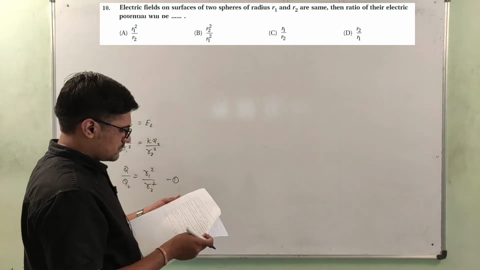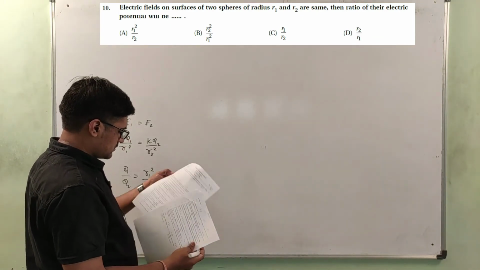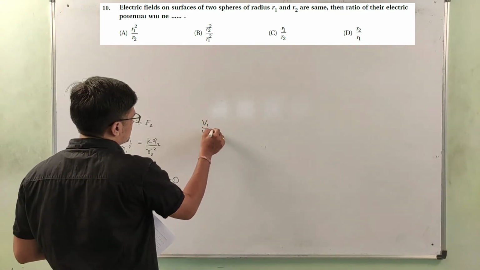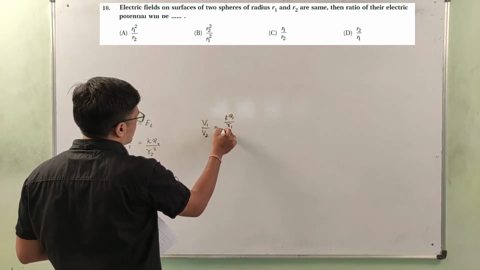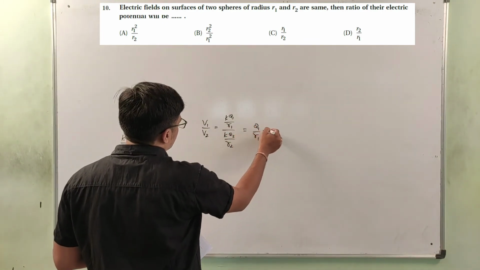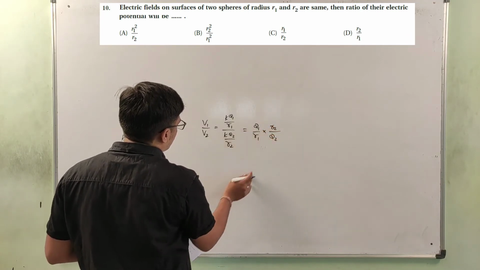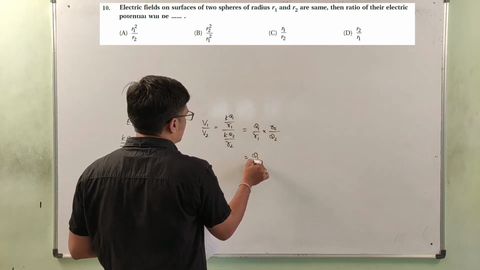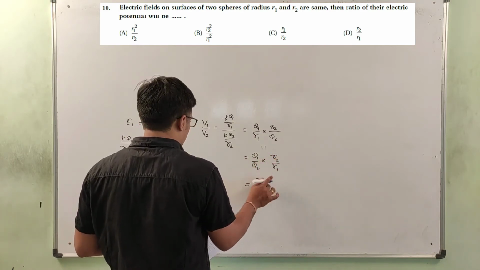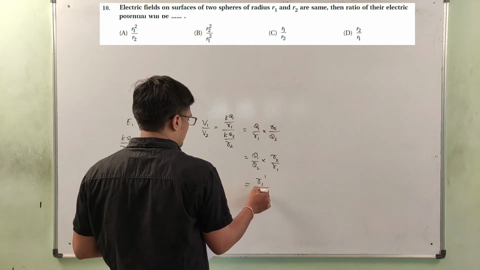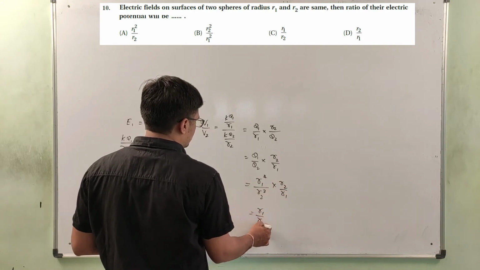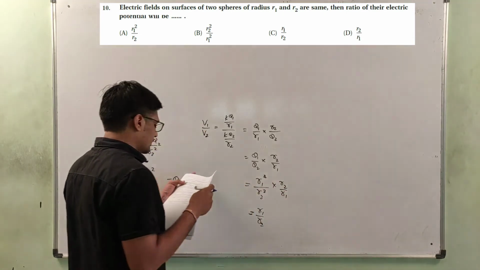Then the ratio of the electric potential. So V1 by V2 is equal to what? k q1 by r1 divided by k q2 by r2. So k cancels, and it becomes q1 by q2 into r2 by r1. Now q1 by q2 is equal to r1 square by r2 square, into r2 by r1. So r1 by r2 is our answer for the ratio of potential.